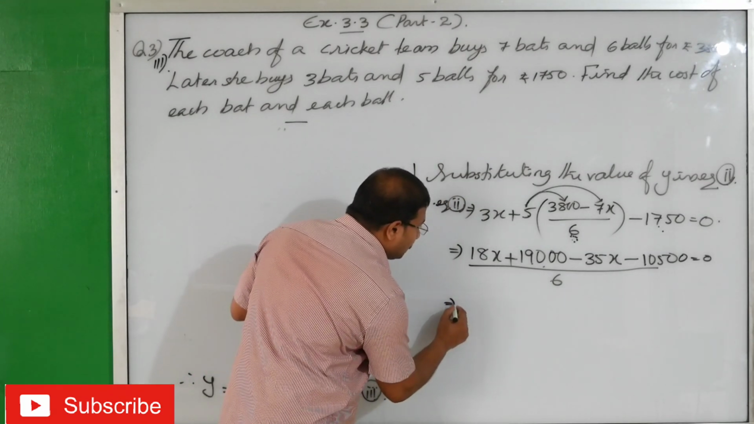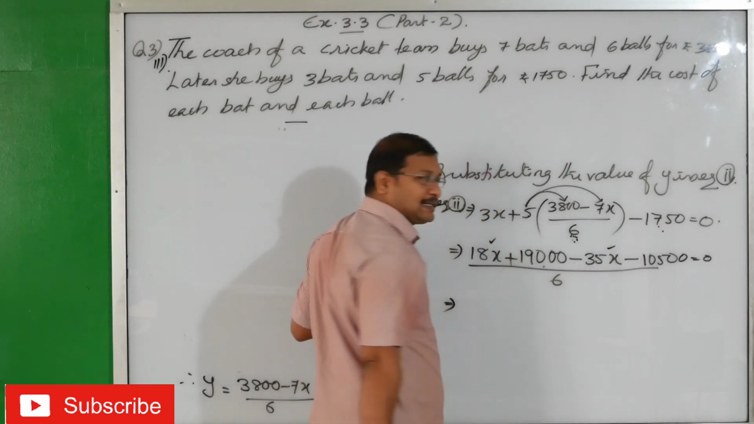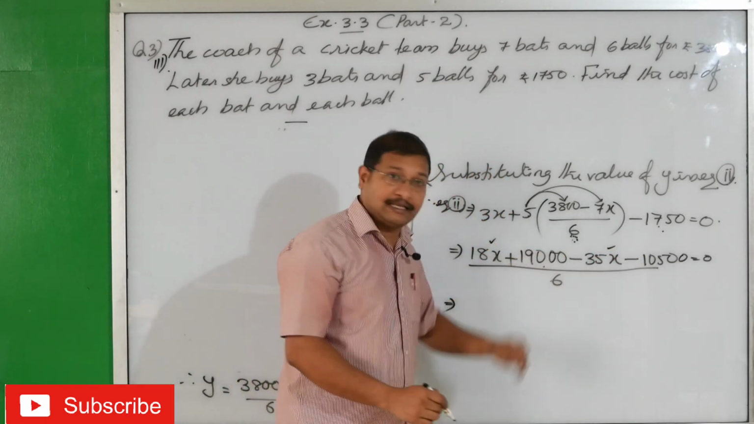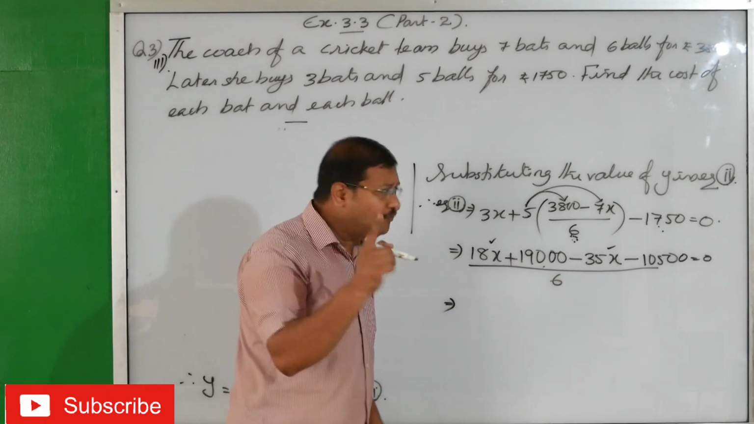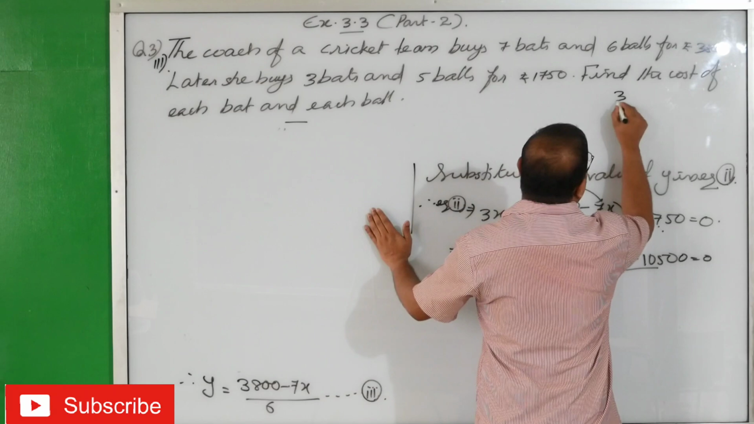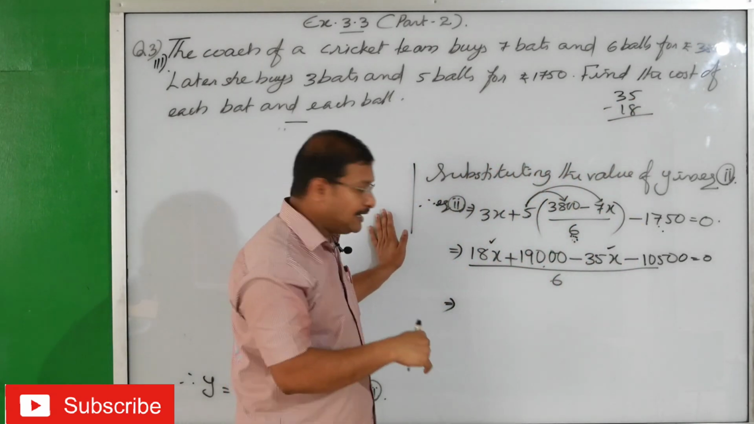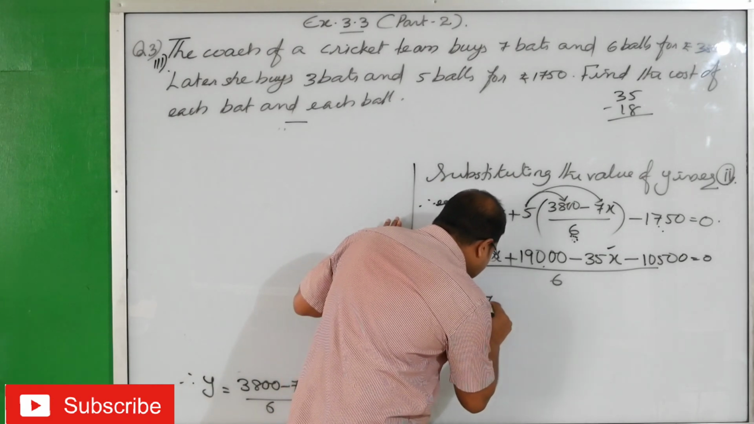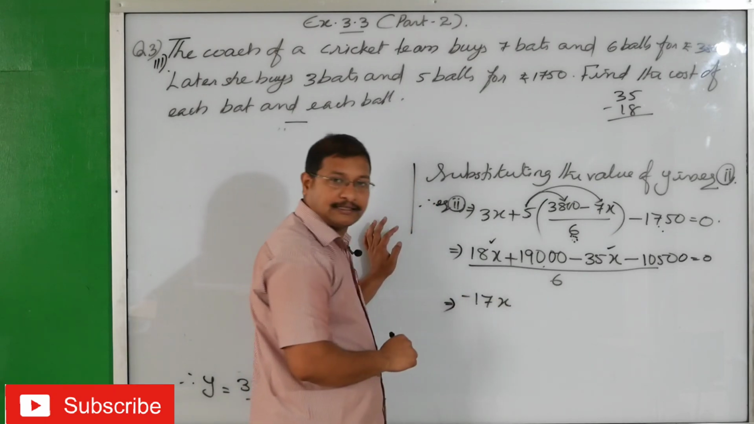Ready? So this implies 18x minus 35x. That means what you will do? Plus and minus. Minus. That means 35 minus 18. What will you get? 17, isn't it? 17x. But we know that the bigger number is minus, so the answer is minus 17x.